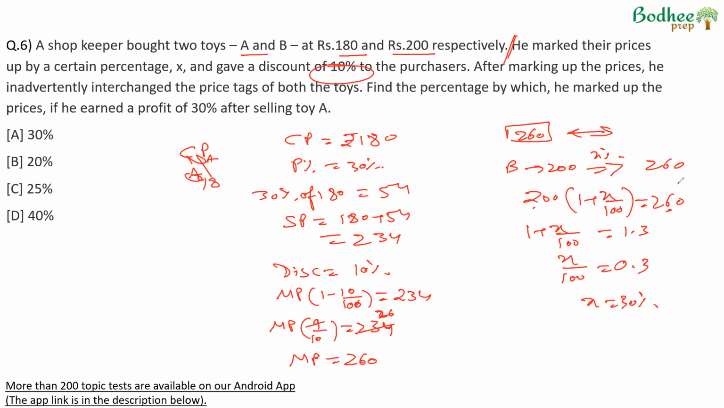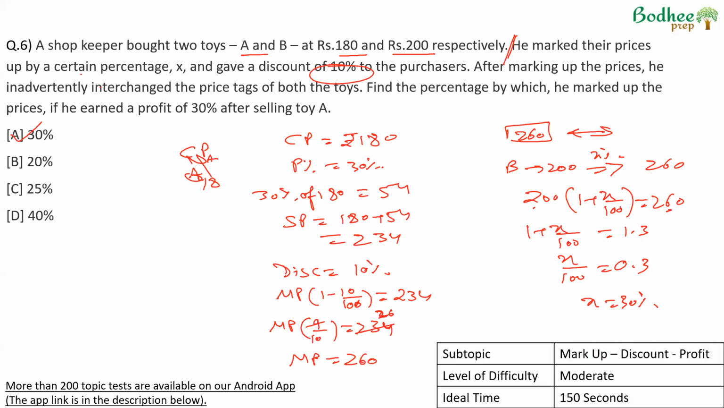2 3s are 6 should make it clear that X is 30%. I think it's a moderate level of question, and the reading of the question is important. Solving time would be somewhere around 2.5 odd minutes for this question.